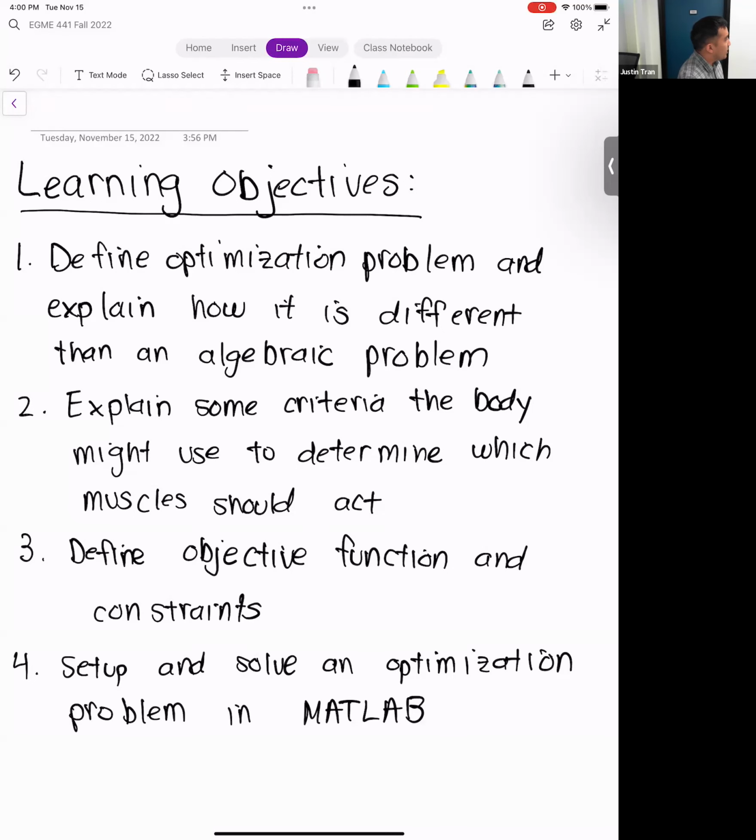Okay, so for this class today, we're going to continue where we left off last Thursday. We were talking about muscle force optimization, and we'll dive a bit more into it today. We'll do an example today to show you what this is all about, and then we'll go from there.